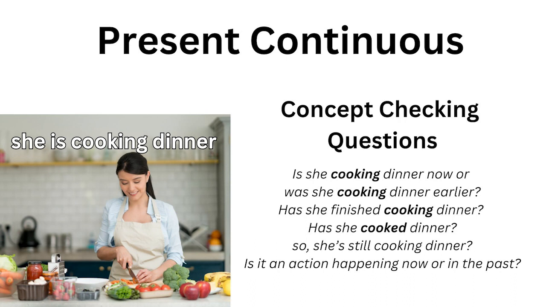So let's say, for example, you're discussing a certain language point such as the present continuous tense. And let's say on the board you have an image of a person cooking dinner. So we have, she is cooking dinner. The teacher would ask the students, is she cooking dinner now or was she cooking dinner earlier? And the students hopefully will say, she's cooking dinner now. The teacher could then follow up with, yes, she's cooking dinner now. Is she finished cooking dinner already? Hopefully the students will say no.